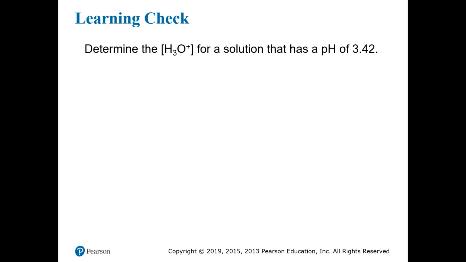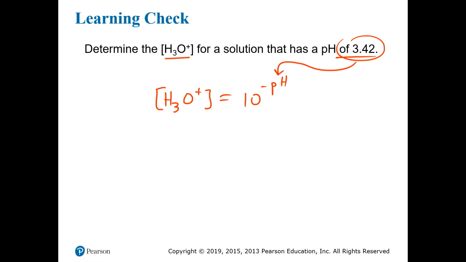Here's an example of that kind of problem where they give us the pH value and we need to find the hydronium concentration. So the problem says determine the hydronium concentration of a solution that has a pH of 3.42. So again, referring to the previous equation, we know that the hydronium concentration, H3O plus, equals 10 to the negative pH. Since our pH is 3.42, that's what goes into the exponent, and we find that the hydronium concentration is 10 to the negative 3.42. Don't forget the negative sign, it's very important.